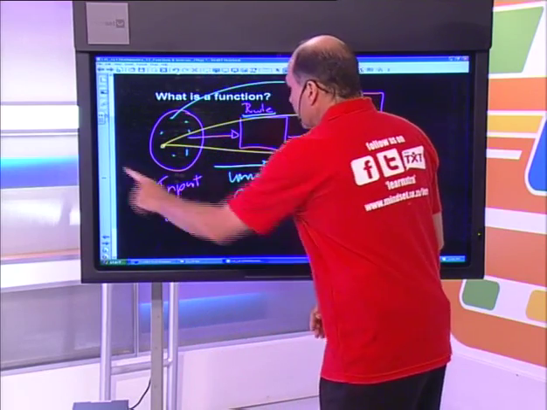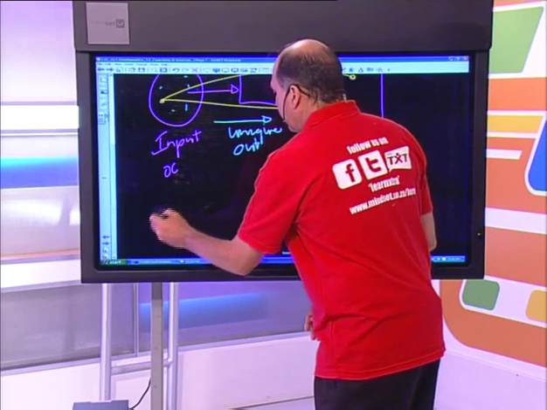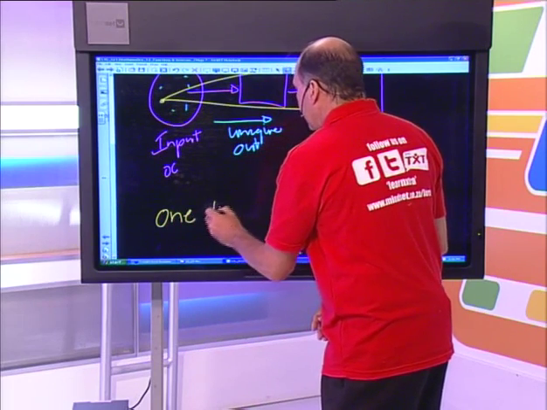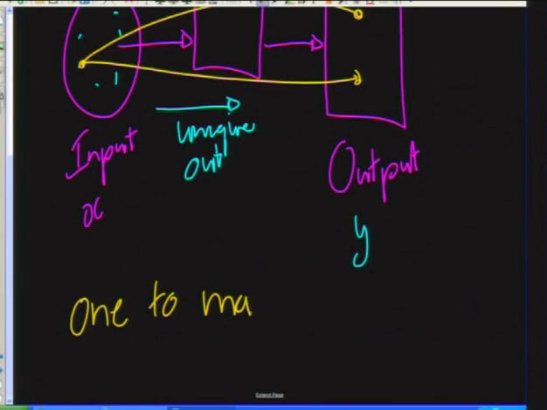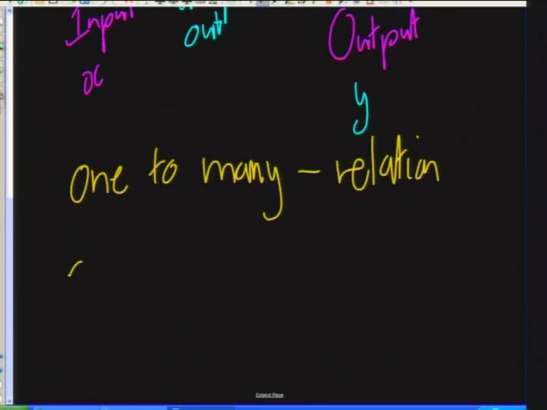A one to many is a relation. So let me write that down so you've got it clear. One to many is a relation. There are two common types of mappings for functions. The obvious one, which is the one that everyone will think about, is 1 to 1. For every input, there is exactly a unique output. We call that a function.